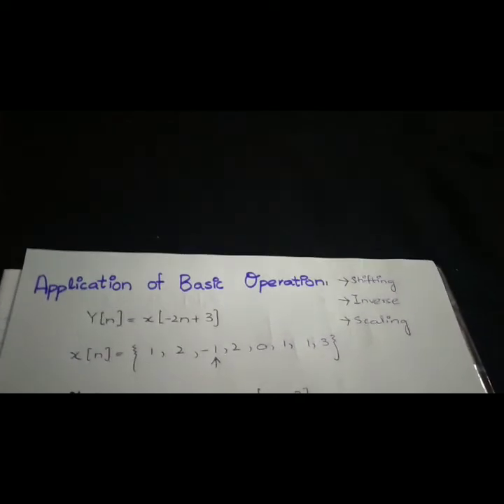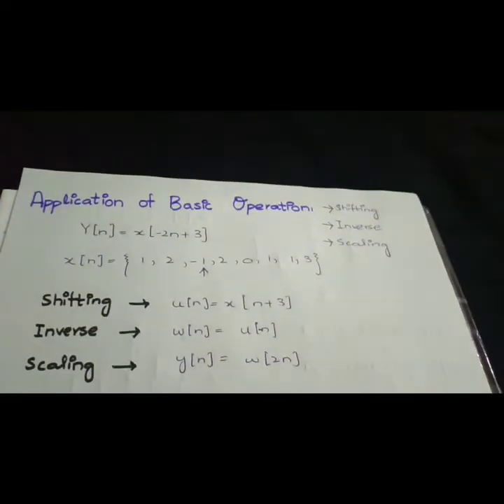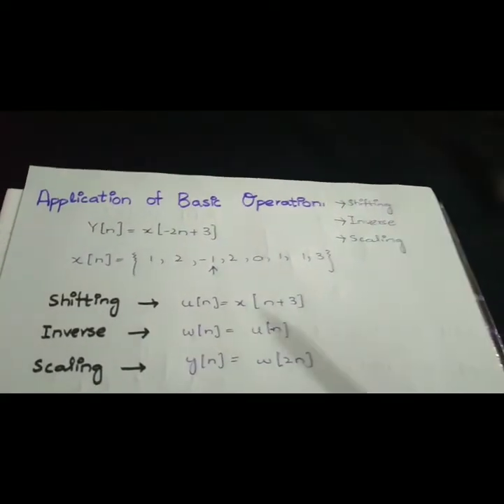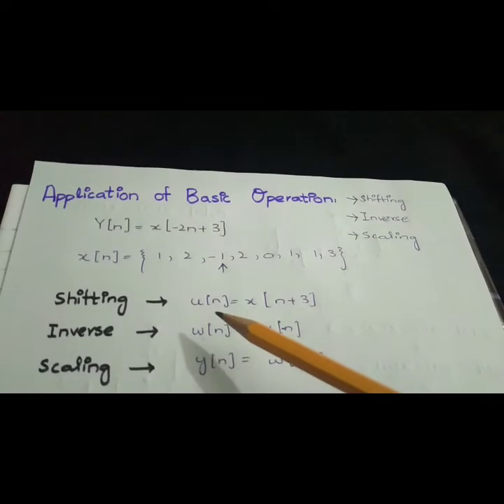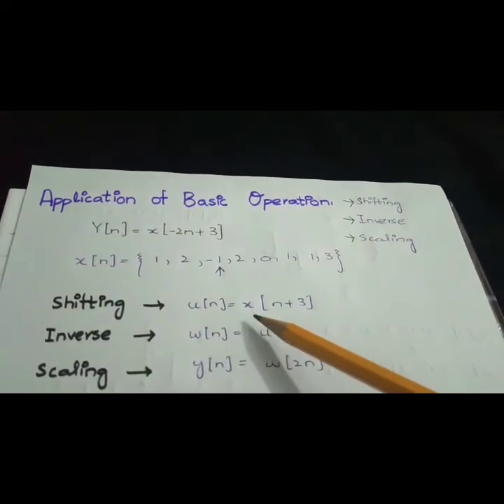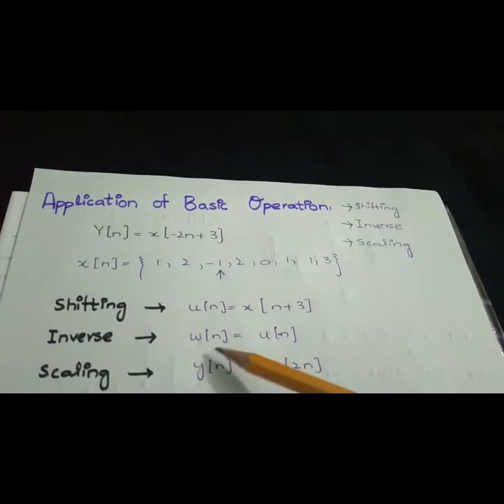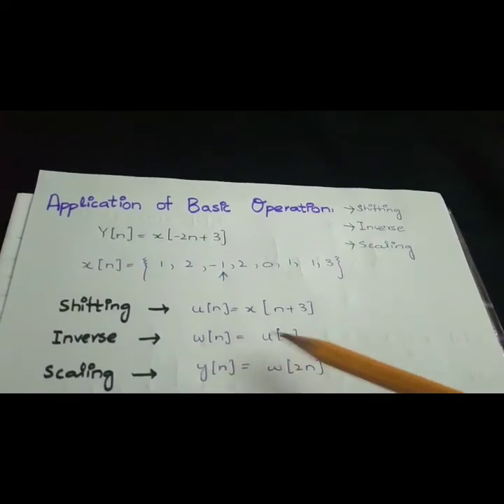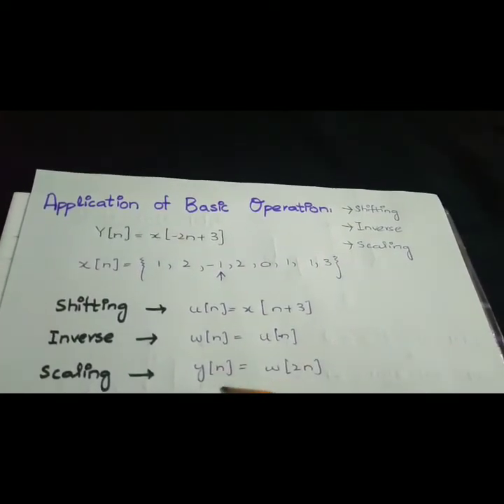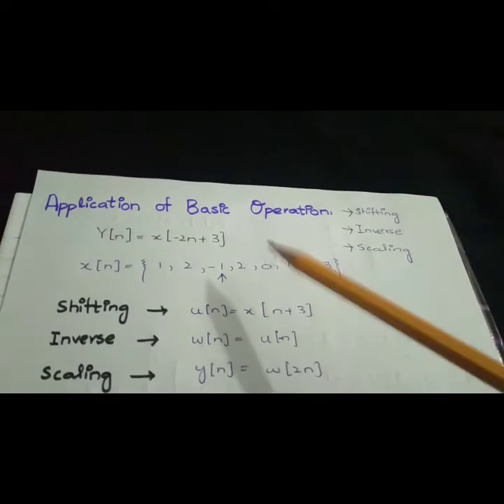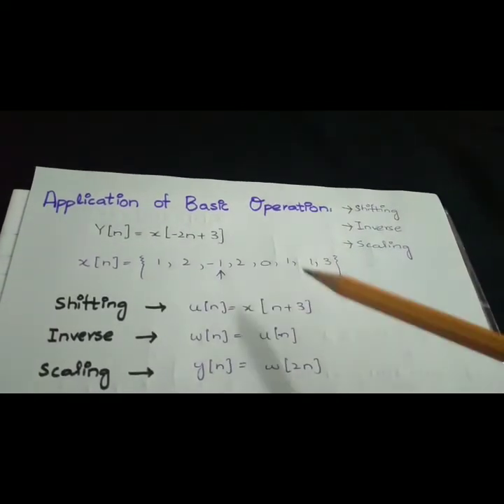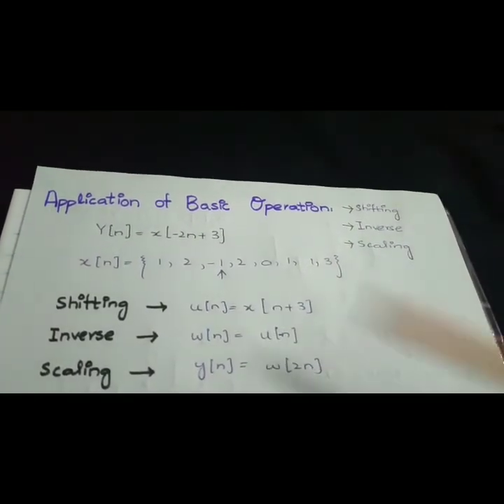We will divide our system into 3 steps: shifting, inverse and scaling. For shifting, we consider u of n equals x of n plus 3. For inverse, we suppose that omega of n equals u of minus n, and for scaling, we take y of n equals omega of 2n. We just divide our given system into 3 steps for our convenience.